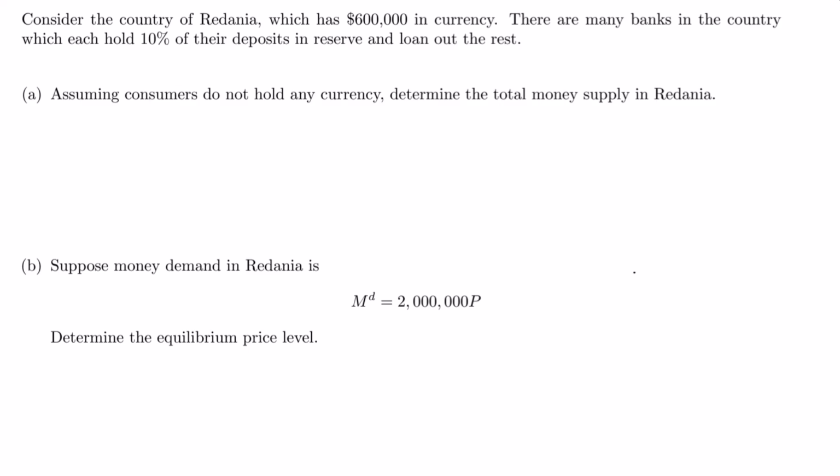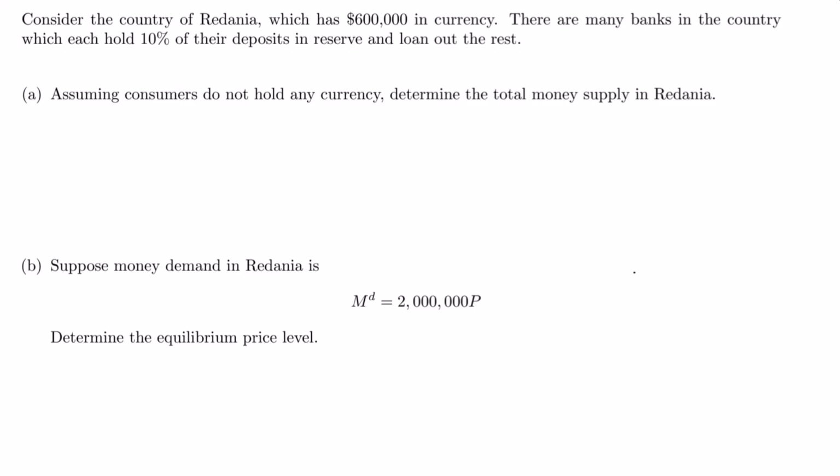In this video, I'm going to go through an example of monetary equilibrium and the quantity theory of money. First of all, we're told that we have a country with $600,000 in currency. There are many banks in the country which each hold 10% of their deposits in reserve and loan out the rest. Assuming consumers do not hold any currency, we're going to determine the total money supply.